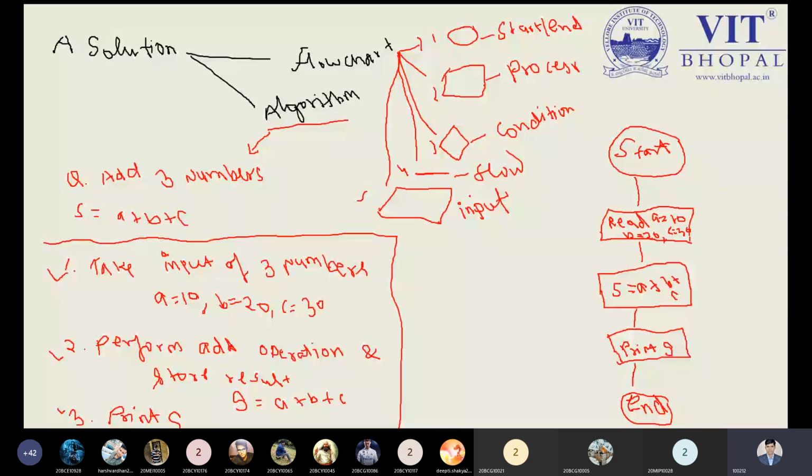Now is it clear to all? Any doubt in this slide? No, sir. So now is it clear to all what is meant by the algorithm and what is meant by the flowchart? I need a yes from those students who have doubt in the algorithm. Now is it clear to all, my dear students? Don't worry. It is clear.